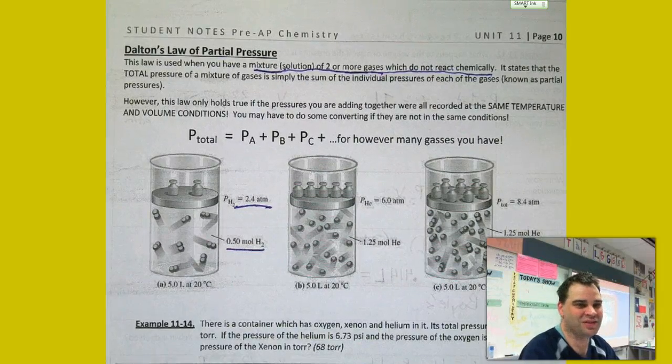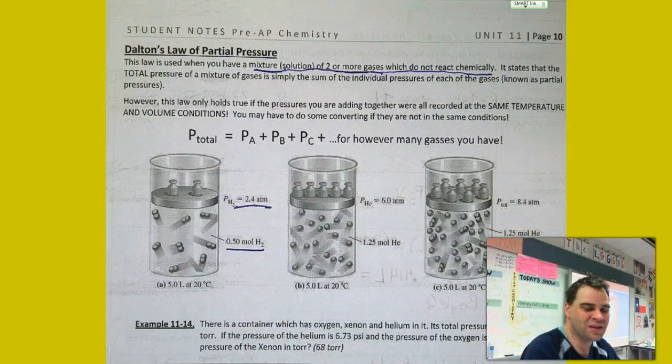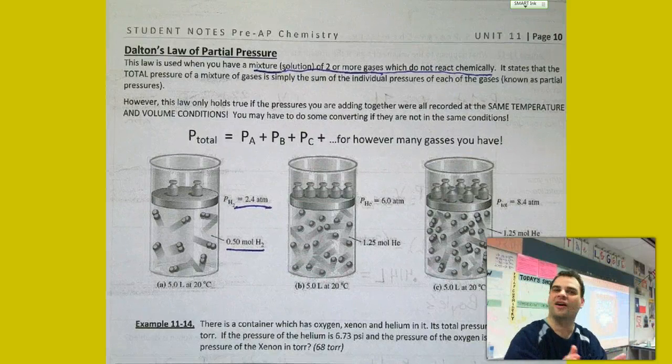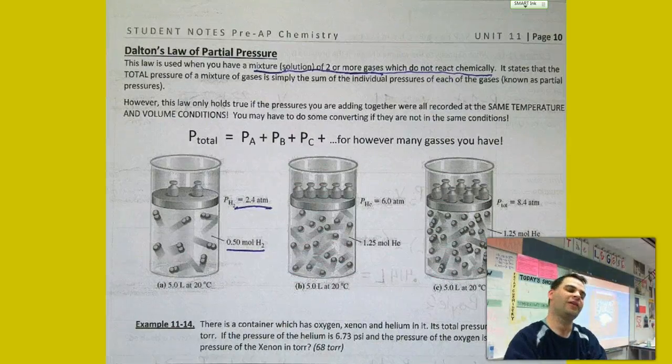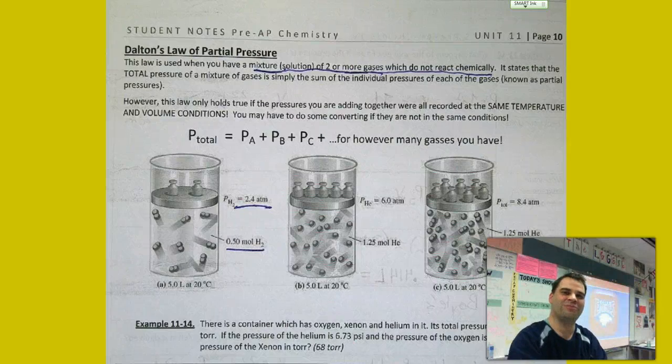But he also came up with Dalton's law of partial pressures, which states that a mixture of two or more gases which do not chemically react, when you mix these together, the total pressure is the sum of the individual pressures of these gases. Way to go, John Dalton. You are truly a genius for saying this.